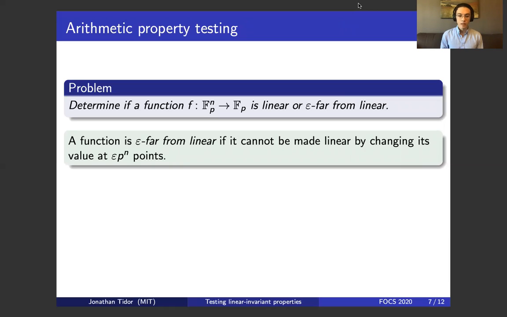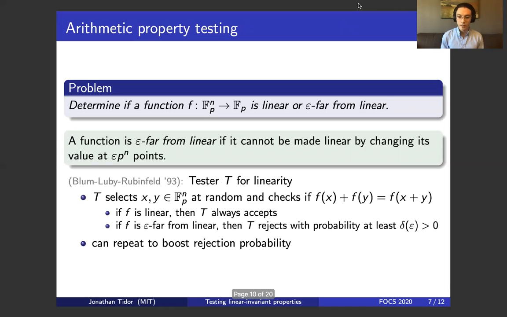So there's a very classical test for this called the BLR test. And the BLR test works as follows. The tester selects two points, x and y, uniformly at random from the domain, and then it checks if the equation f(x) + f(y) = f(x + y) holds. Now, just by definition, if f is linear, then this equation always holds. But the important thing proved by Blum, Luby, and Rubinfeld is they show that if f is epsilon far from linear, then this equation fails to hold with some positive probability delta that only depends on epsilon.